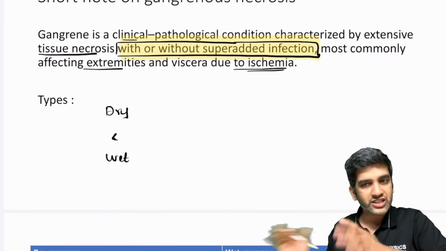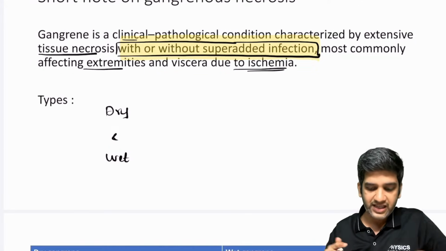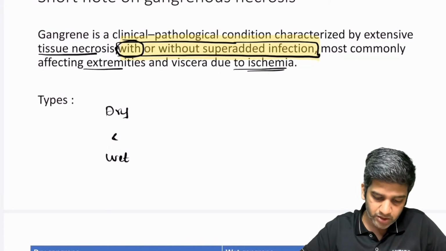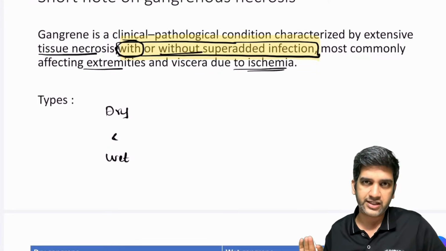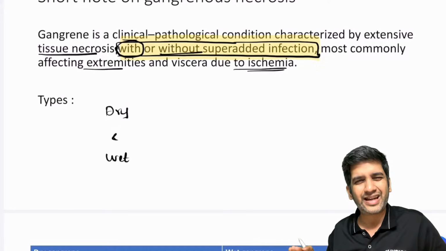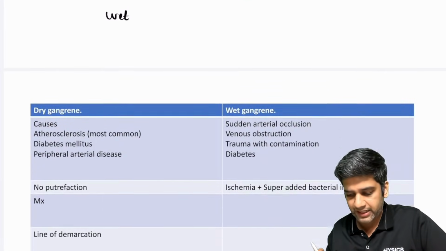Fine. So what's the difference between dry gangrene and wet gangrene? Simply, wet gangrene is with superadded infection. Dry gangrene is without superadded infection. That's all. The microscopy and mechanism change a little bit, and we're going to look at each of them.